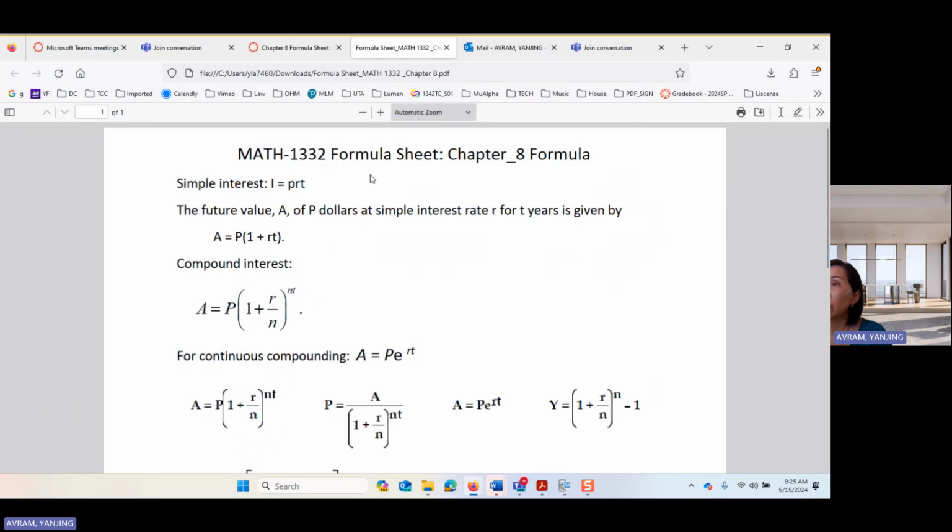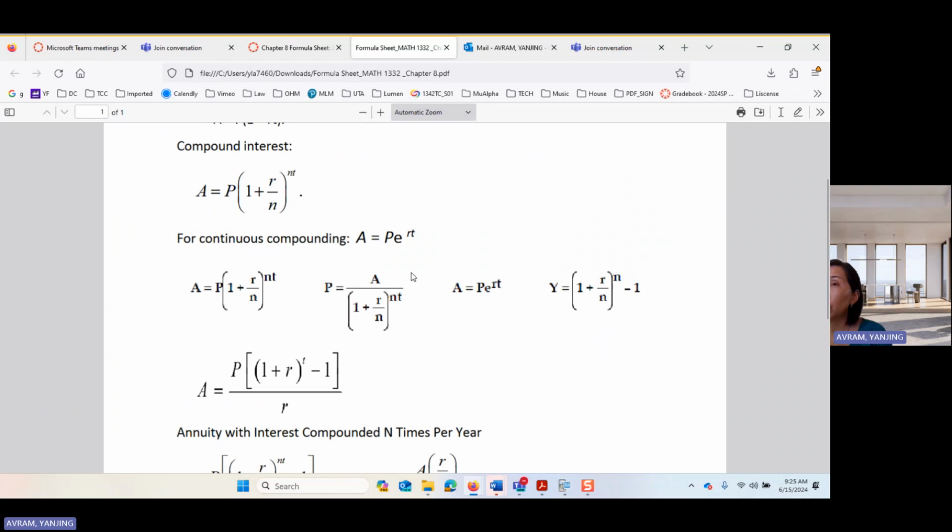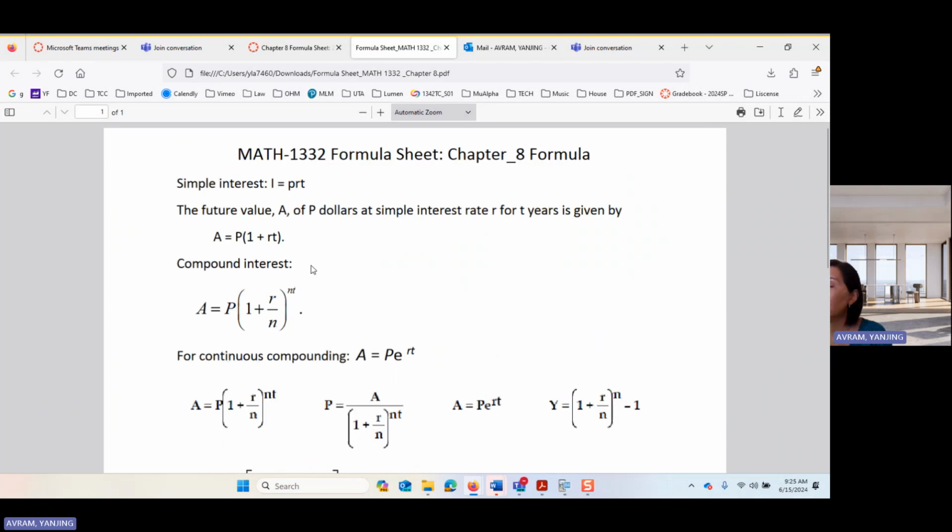This is the formula sheet for chapter 8. You will need to know what kind of interest rate we were talking about. The simple interest is equal to PRT. P is the principal, R is the rate, T is the time. For the future value A, you're using the principal plus the interest. So if you put everything in, you get this formula.